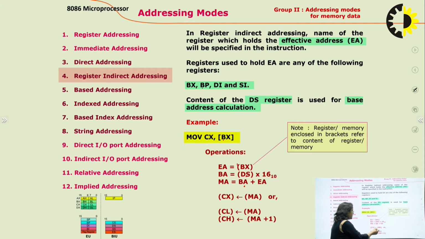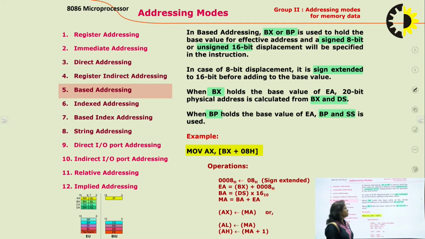And the content of this memory location is copied to CX. That is, address and address plus 1 location is copied to CL and CH respectively. Next is base addressing mode. In this case, base plus displacement is used to provide the effective address.